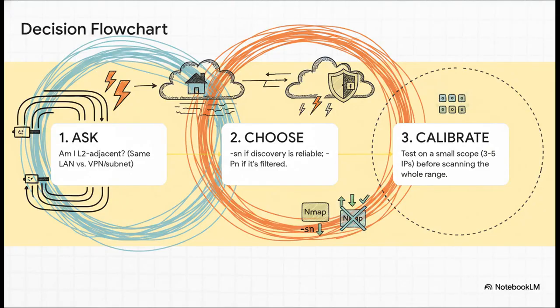Here's your process. Super simple. First, just ask yourself, am I on the same local network, or am I coming in over a VPN or a different subnet? If you're local, a discovery scan with -sn is probably going to be fast and reliable. If you're remote, there's a good chance something's getting filtered. So based on that, you choose your weapon. And here's the most important part, number 3, calibrate. Before you scan a massive /24, just test your chosen flag on like 3 to 5 IPs. See what up actually looks like in this environment.